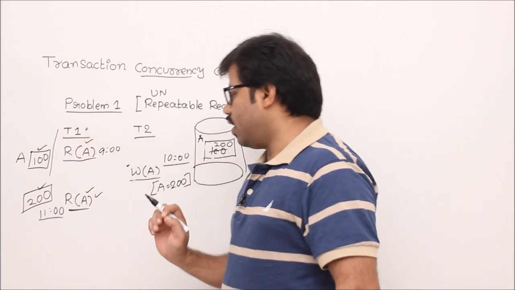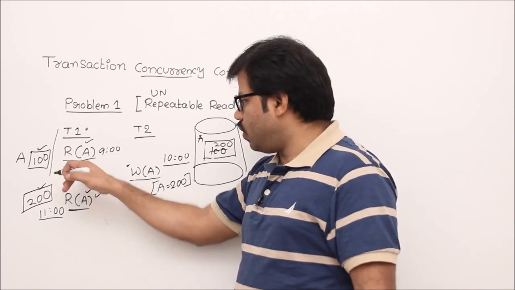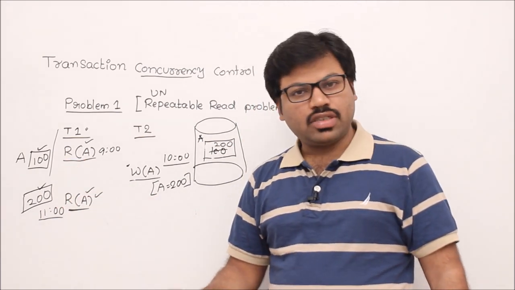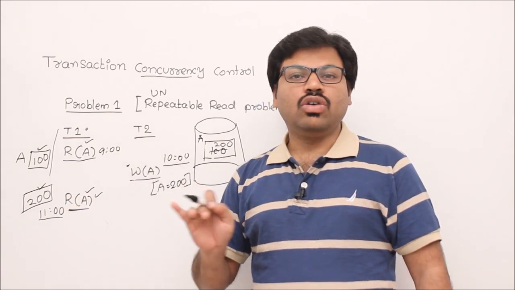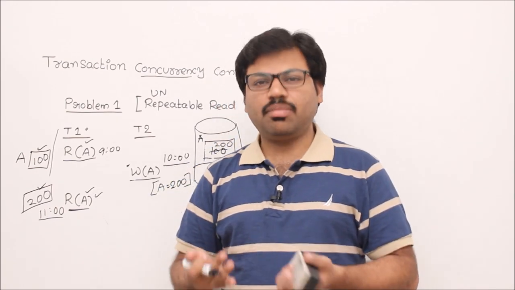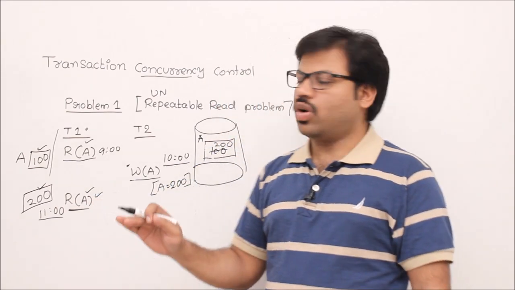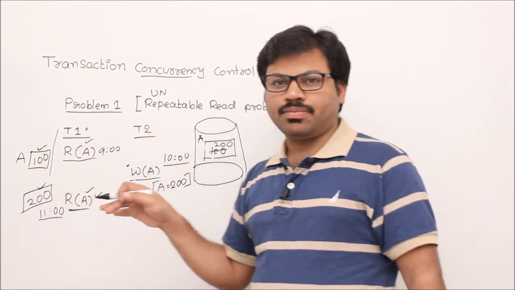T1 thinks locally. When you think locally, read of A, what is the difference? In between you did not do write of A, but still the data has been modified by another transaction. So my idea is that other transactions should not disturb my transaction. That is the goal of transaction concurrency. So we say that this is actually a problem.